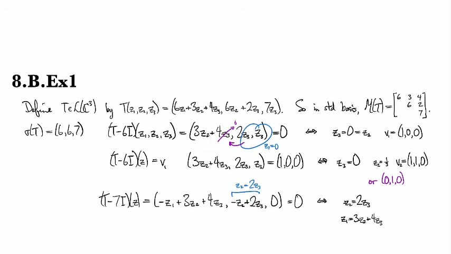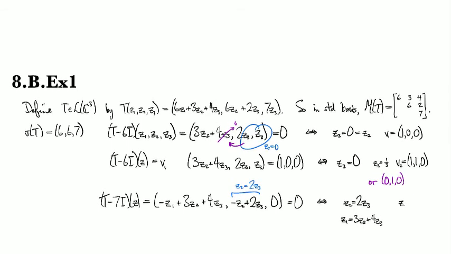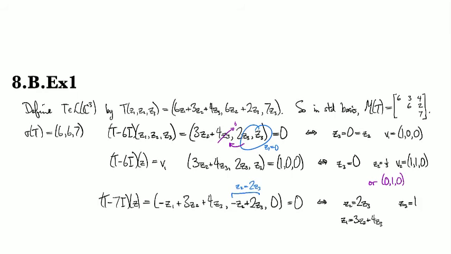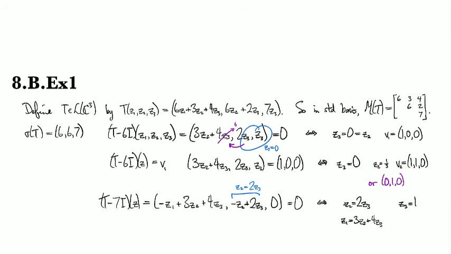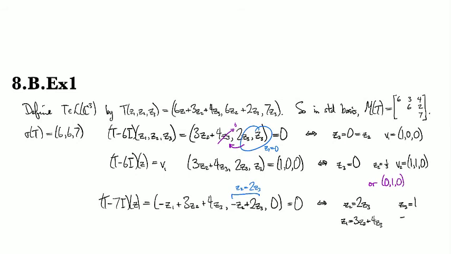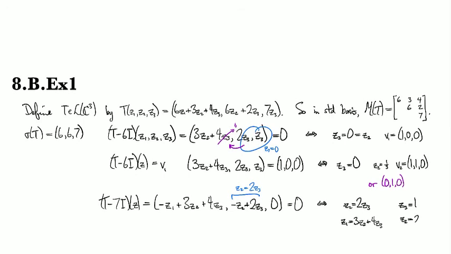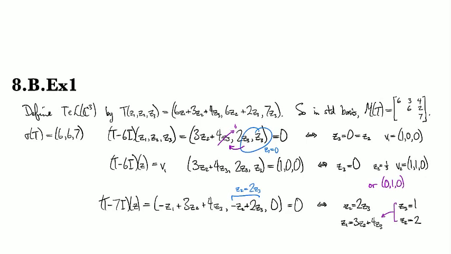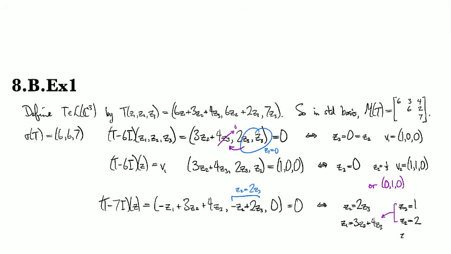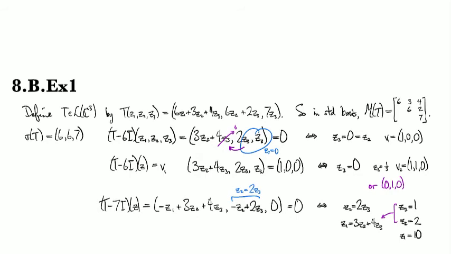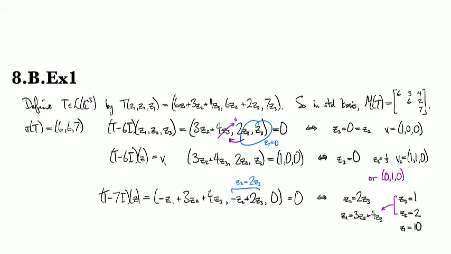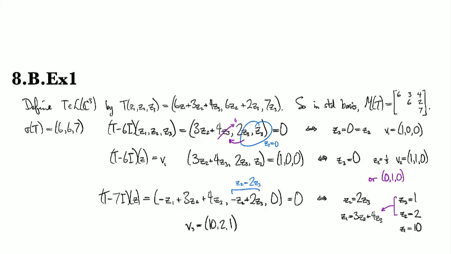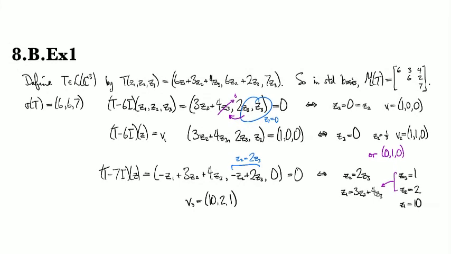So let's see. If we take z3 to be equal to 1, for example, then the second equation is going to tell us that z2 is equal to 2. And then putting both of these into the first equation, we get z1 is equal to 10. So we can take our v3 vector to be 10, 2, 1.